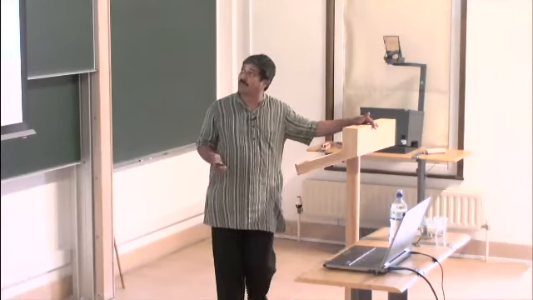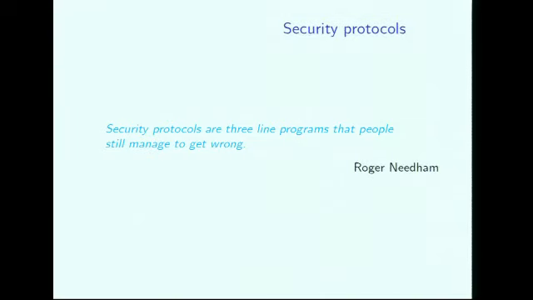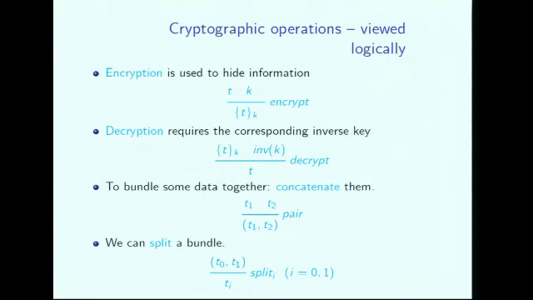I'm talking about security verification, but specifically in the context of security protocols, mainly on looking at some size bounds and using them for getting bounds in verification. Security protocols are 3-line programs that people still manage to get wrong, said Roger Needham, and I think that's the spirit of it. I'm not going to talk much about protocols, but in cryptographic protocols there is a core to it, and that's what we'll be talking about.